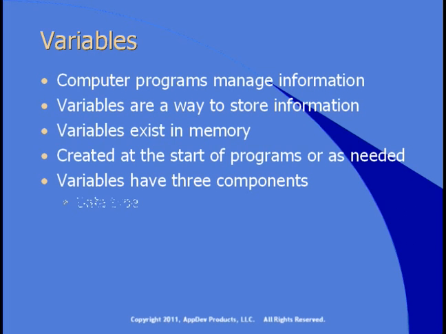Variables have three components. The data type, which is the type of information you're storing. Is it a number, a string, a date? Variables need a name so that you and the compiler can distinguish one from another. And then variables have a value, which of course is the information stored in the variable.